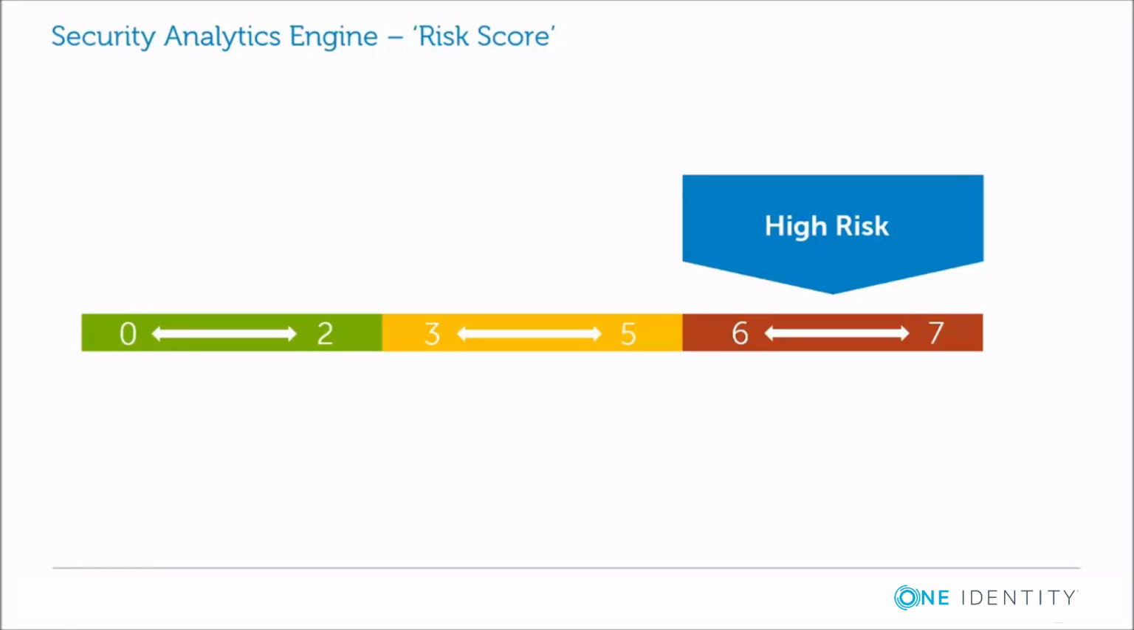These numbers, anywhere from 0 to 5, those are actually numbers that you can change. So if you say, no, I really want my low risk threshold to be a little bit bigger, like 0 to 3, and I'll put 4 to 5 as medium, that's something you can do.